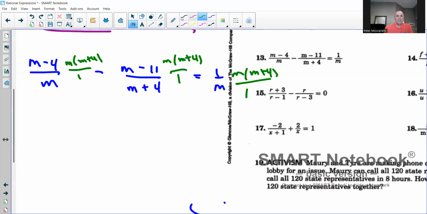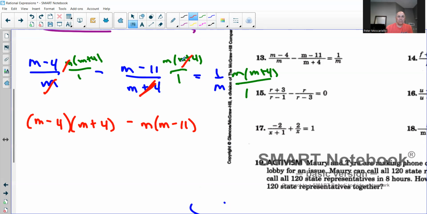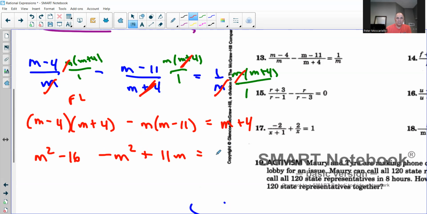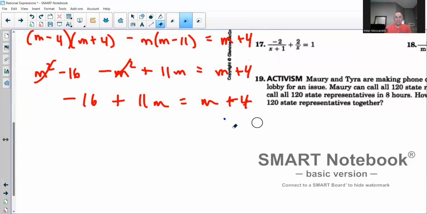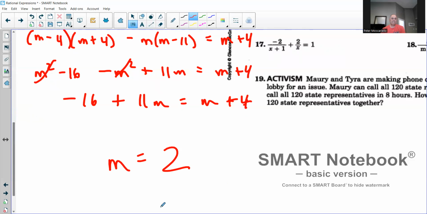Okay, it's cancel time. Cancel in red. M plus 4, M plus 4 cancel. Be careful. I get a negative M minus 11. Put the M in front. I get M minus 11. And over here, the M's cancel. So I have 1 times M plus 4. All right, FOIL. Distribute negative M squared plus 11M equals M plus 4. Thought it was going to be quadratic, but the M squared is canceled. And here in our R is algebra 2. Do we really need to keep going? You need to keep going. M equals 2? I think so.